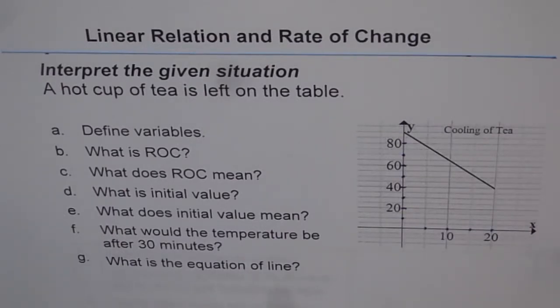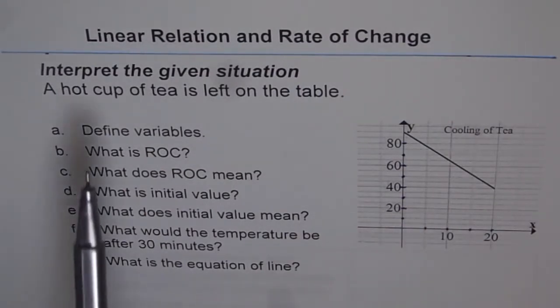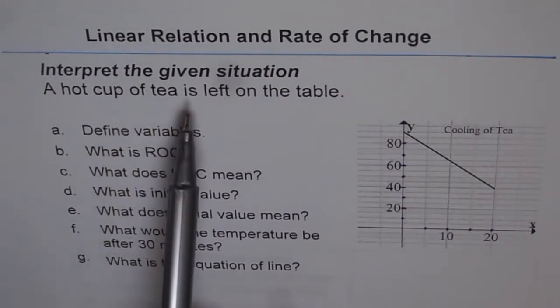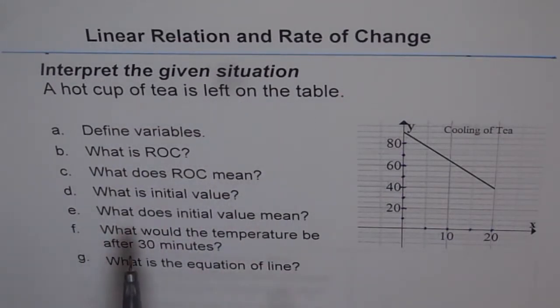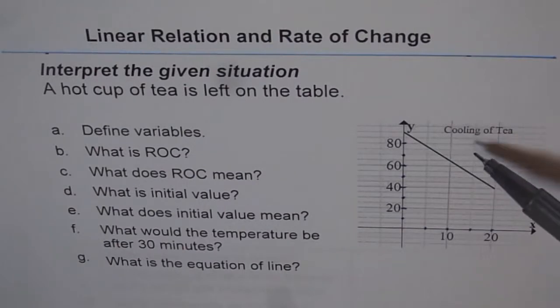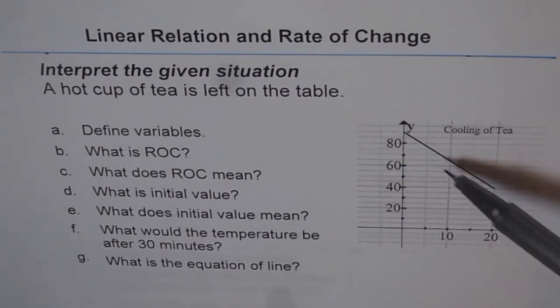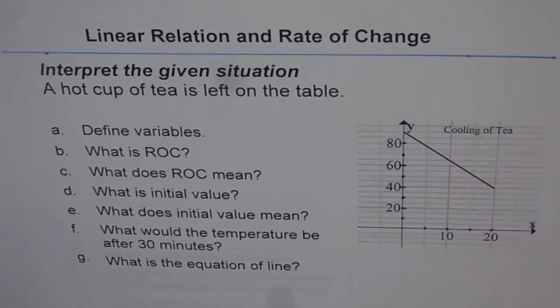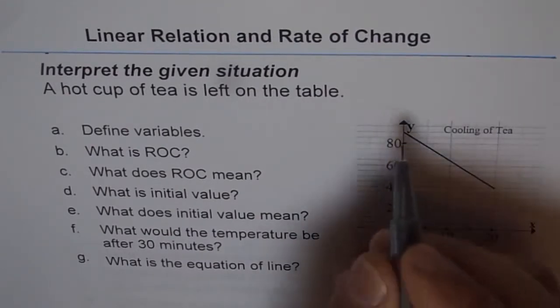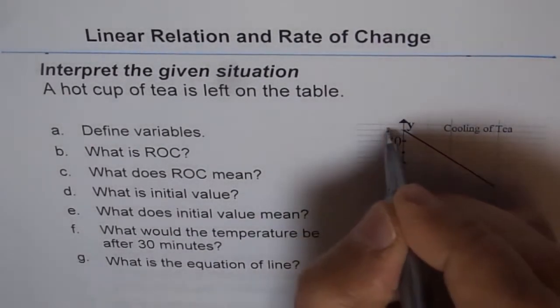Here are my suggestions. First and foremost is always to have a close look at the graph and connect it with the situation. The situation here is a hot cup of tea is left on the table. So that is the situation. And cooling of tea, that means cooling of temperature of tea, is being shown on the graph. So you can see that the initial temperature is, as you can read from here, 90 degrees, right?